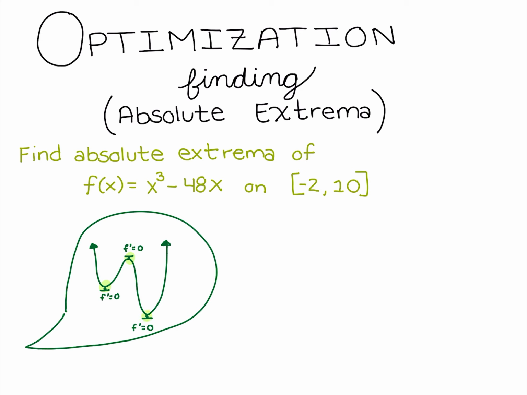Well, I do see a lowest critical number. It's down here. And I want to figure out, comparing that critical number to the endpoints, is it also the lowest, absolute lowest? It's a relative min, but is it also the absolute min? Well, my end behavior is up, up. So that relative min is also an absolute min.